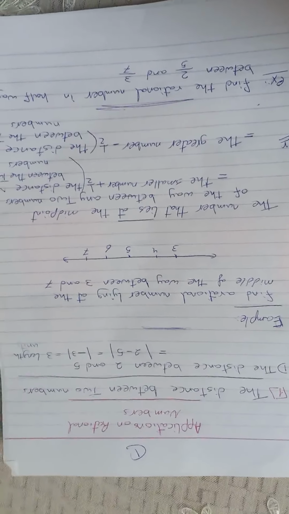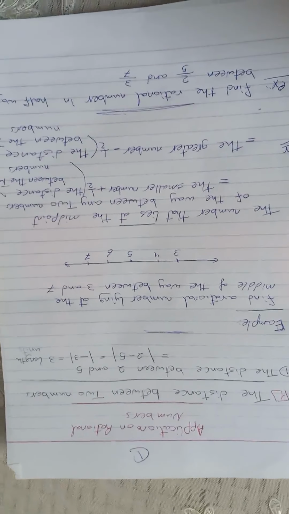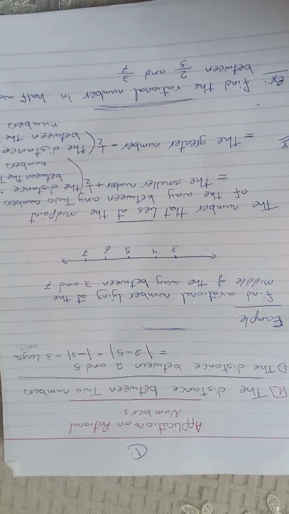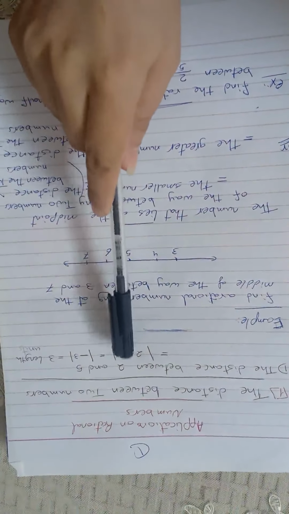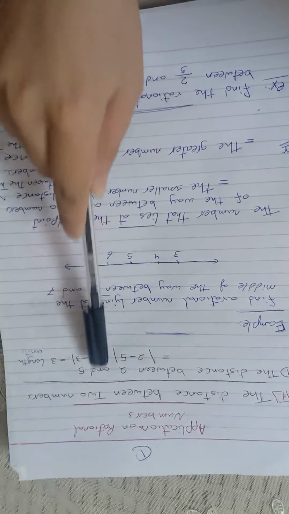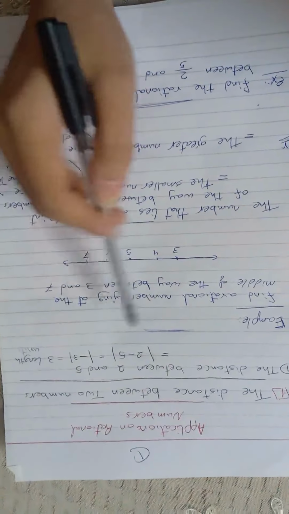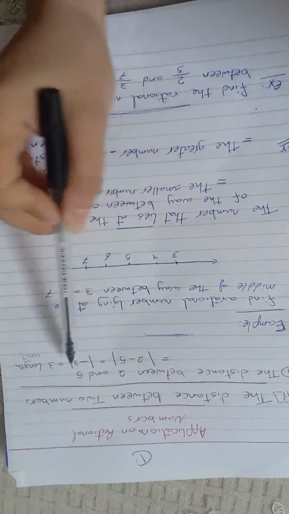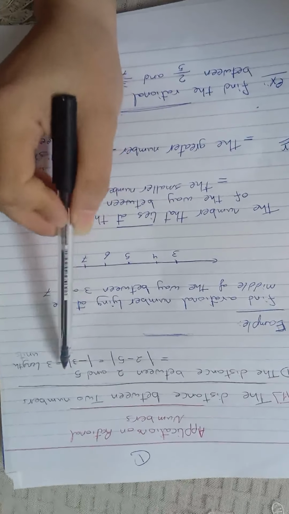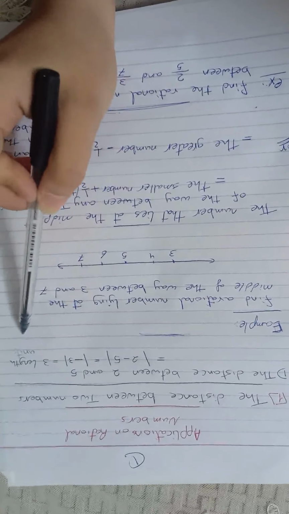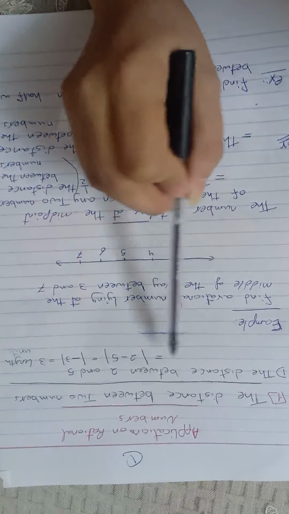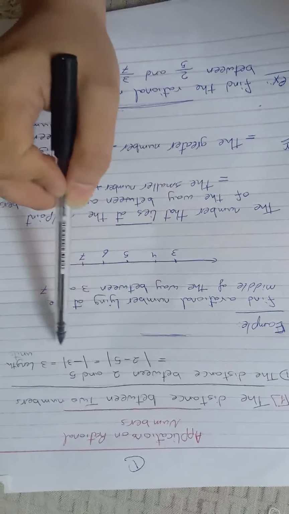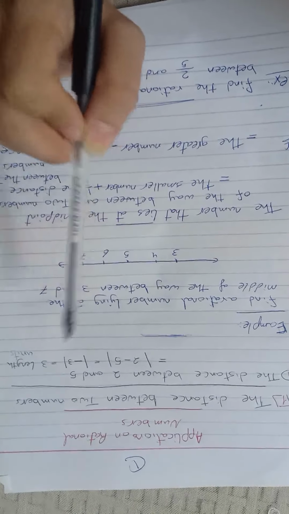The length between any two numbers must be a positive number. So we put the difference between the two numbers between absolute value to get the number in positive value. So 2 minus 5 equals negative 3, so the absolute value of negative 3 equals 3 length units. So the distance between 2 and 5 equals 3 length units.